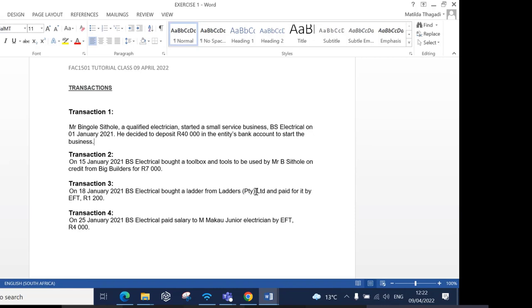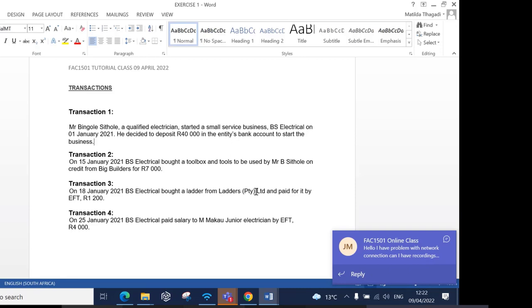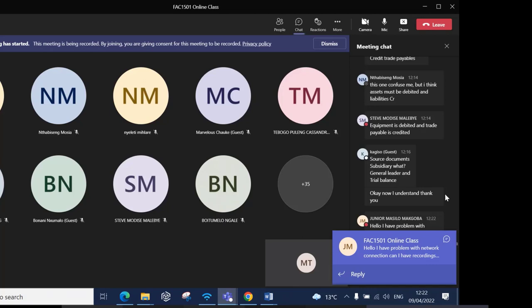And then for the month of January, when you generate a trial balance, you're going to see that your trial balance is debited with 40,000 bank and credited with capital 40,000 for that month of January.